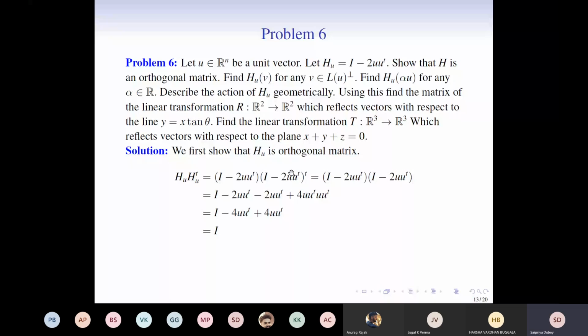Next, the reason is written over here: U transpose U is equal to 1. Therefore, we get this, and we get rid of these two products.